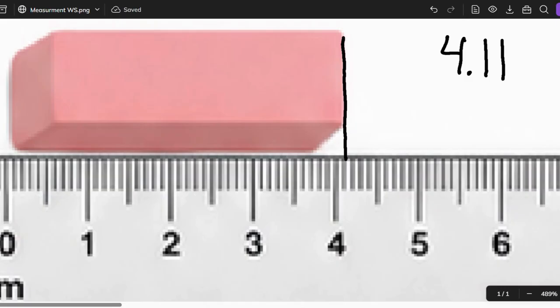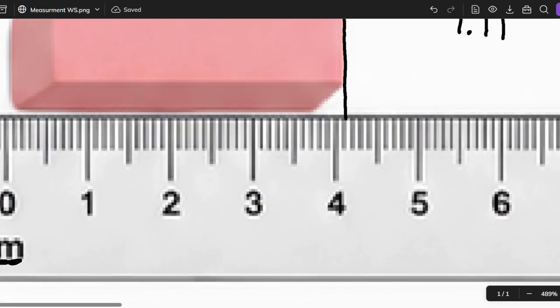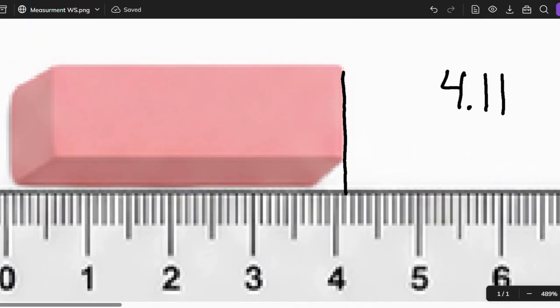Now, the last thing we have to do is put our unit. Again, this is in centimeters. So we're going to write centimeters right there.